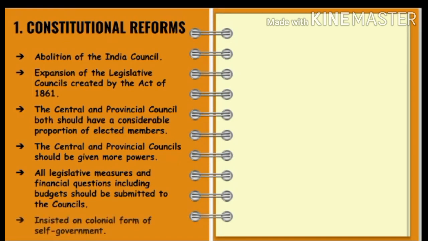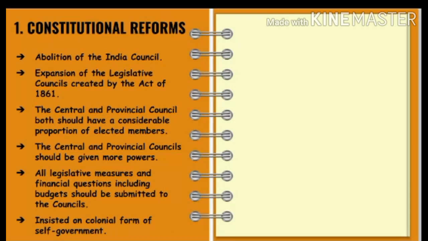The early nationalists also demanded the colonial form of self-government or dominion status, that is, self-government under the British Crown.